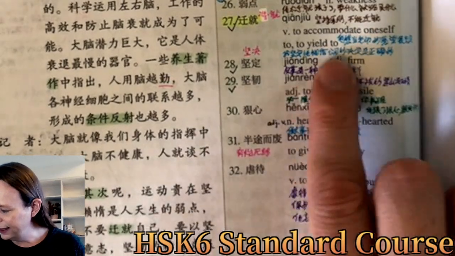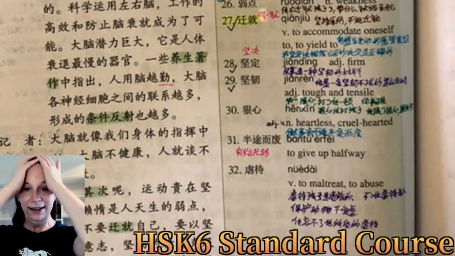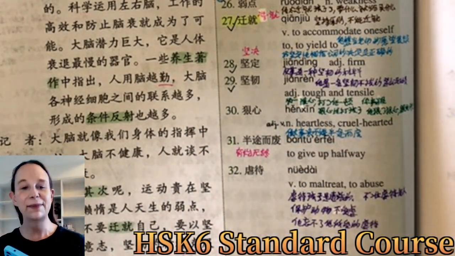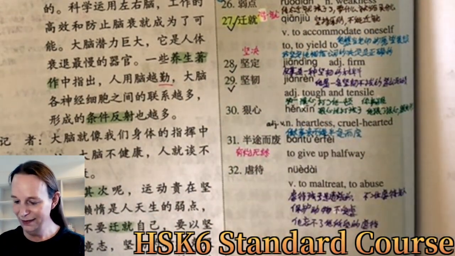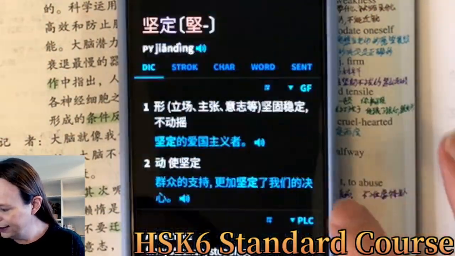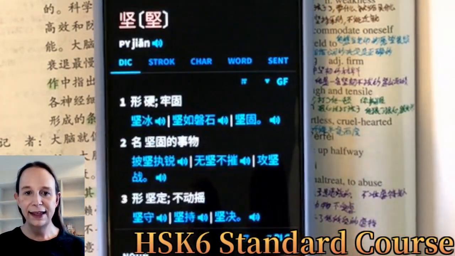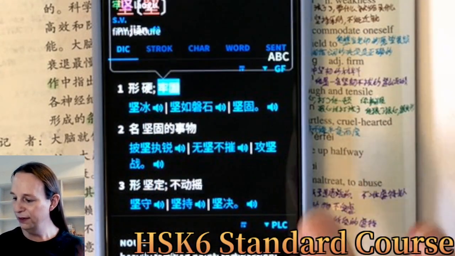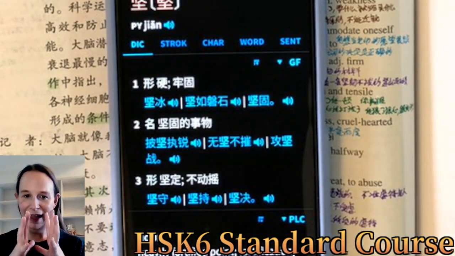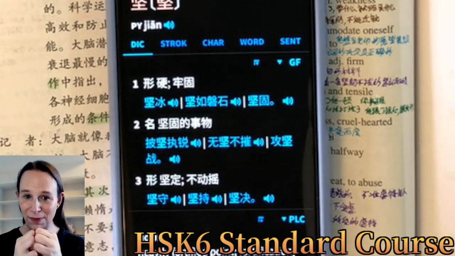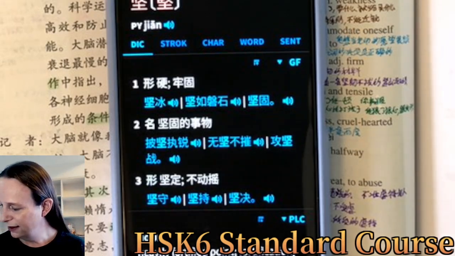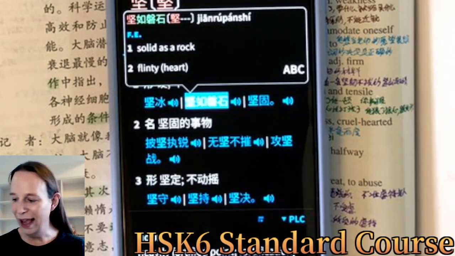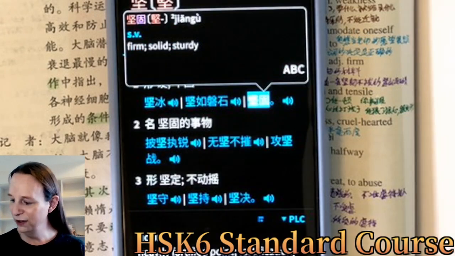Next is 坚定. 坚韧 is another one. 坚定. So 坚 is like tough, right? Durable, tough, strong. I think tough is the best out of those. 坚决 yeah, there's a few of them. 坚定. So before we do that, let's just look at the words with 坚硬 hard, tough. 牢固 is sturdy, right? Firm, secure. Okay. 坚冰 so this is strong, hard, sturdy, firm ice. 坚如 I don't recognize that character. 坚如磐石 sturdy as rock.